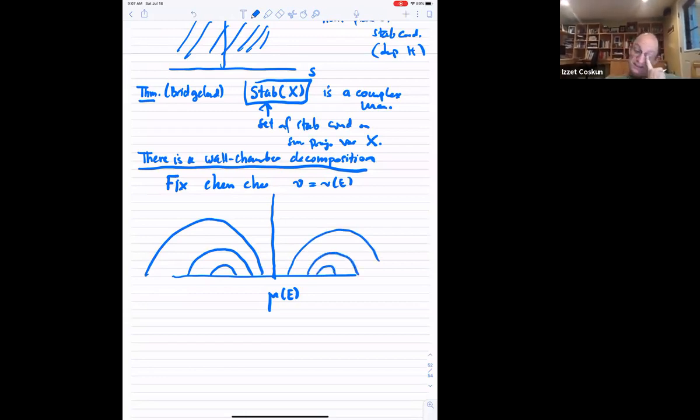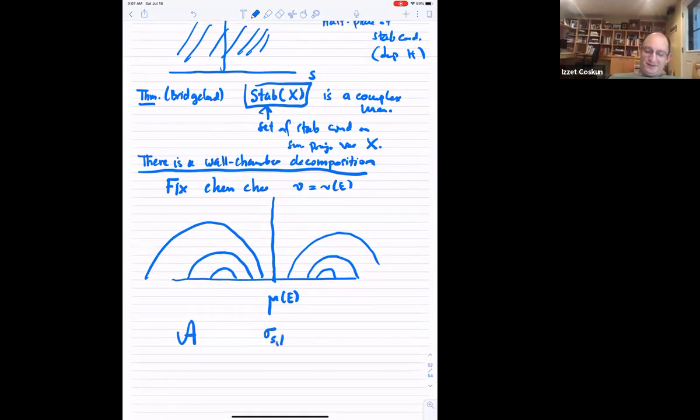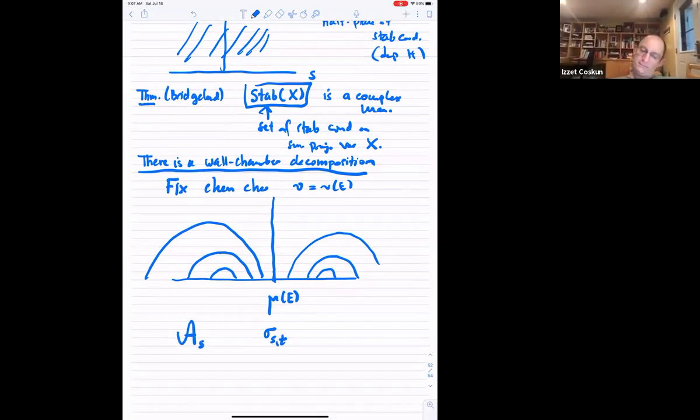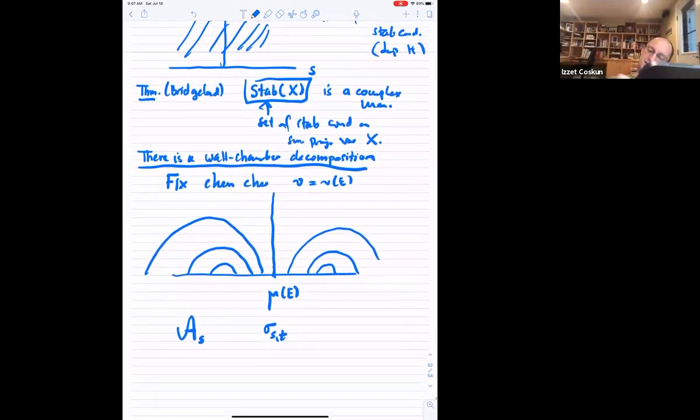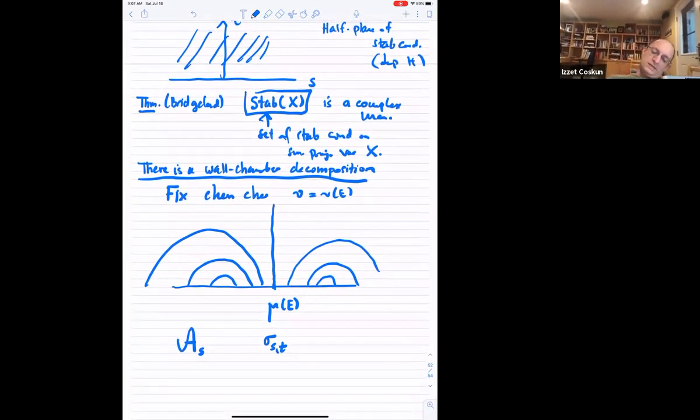Let me draw it suggestively like this. There is a wall and chamber decomposition. And the way you should think about it is, what is this? I have my category A, and for each sigma, here it depends on these S and T. The category depends on S, the function depends on S and T. In each object, I can ask, what are the sigma S,T semi-stable objects in A_S?